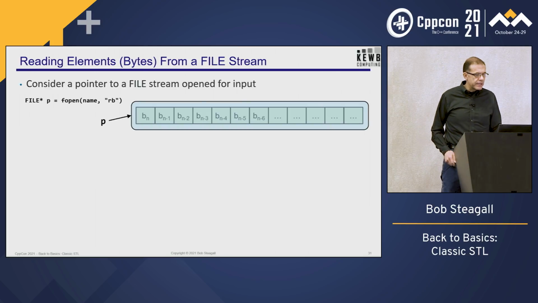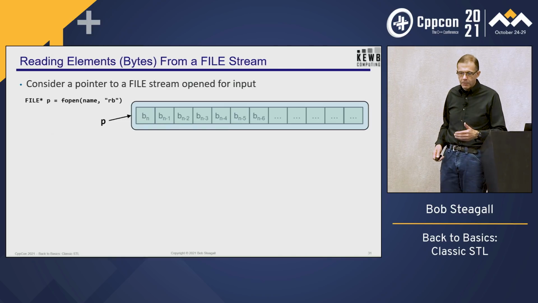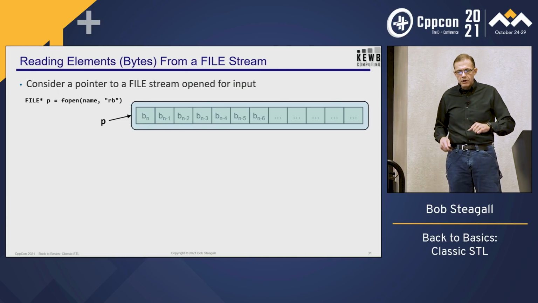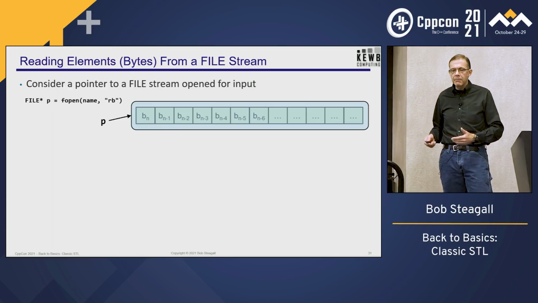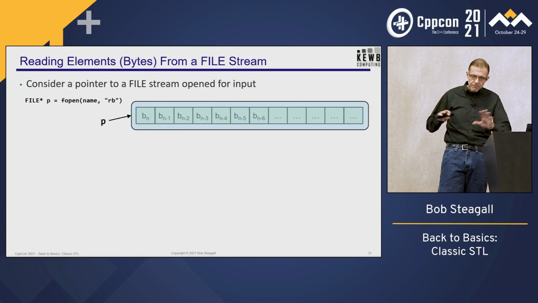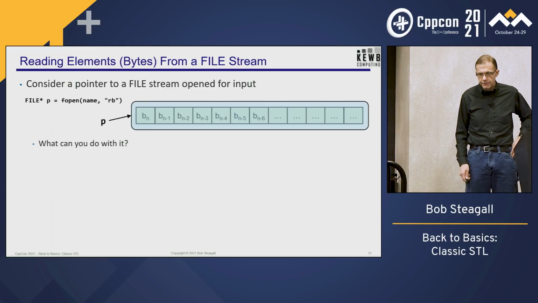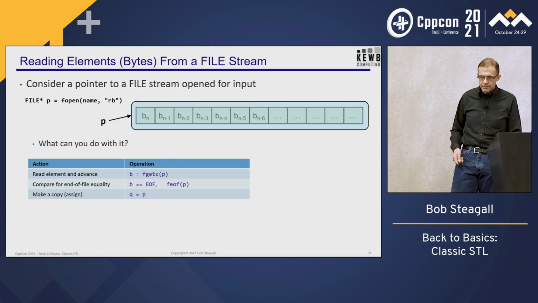So let's think about reading bytes from a file stream. Here on the traditional C file structure, you have a file pointer. You open it, you get a pointer to the file structure, not to the bytes, but to the file structure, which is a struct that the C library makes for you behind the scenes. It's a black box that you can't peer into. So what can you do with this?